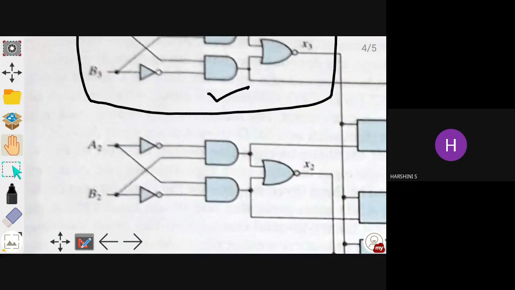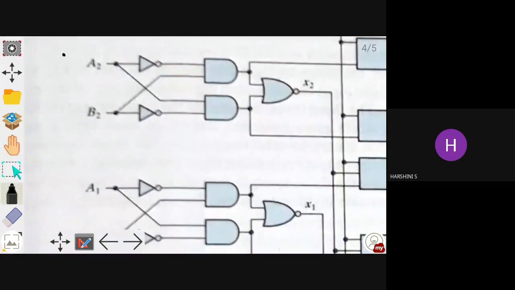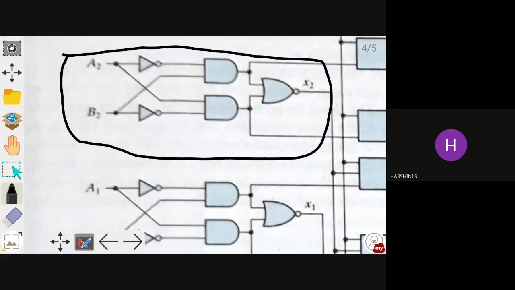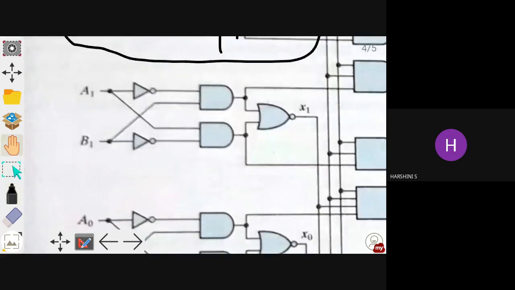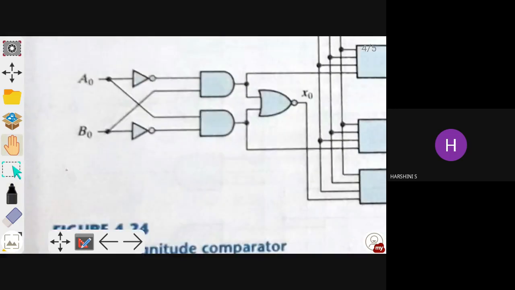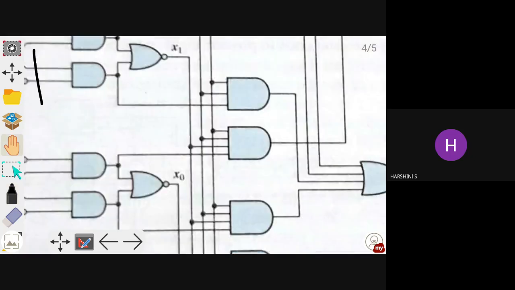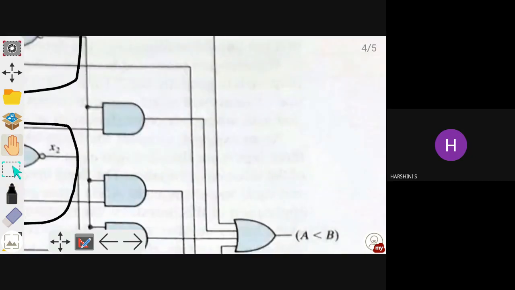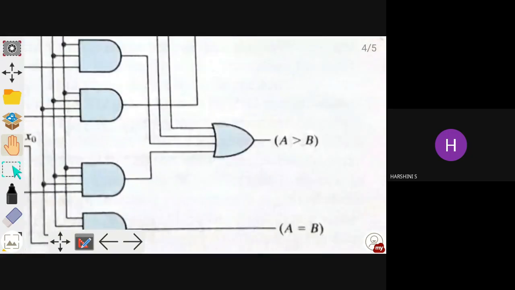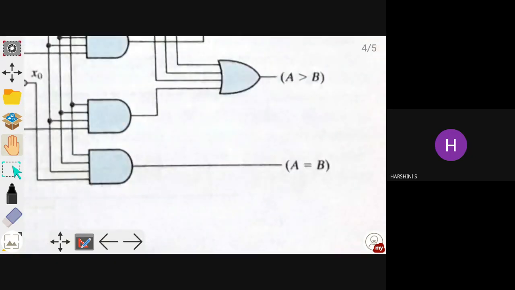Similarly, they have obtained X2, then this is X1 and this is X0. So they first obtained these. From these they have obtained A equal to B.